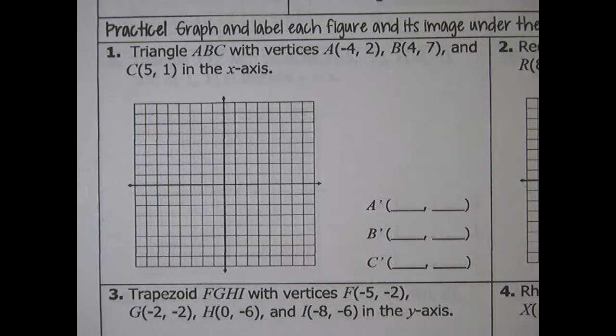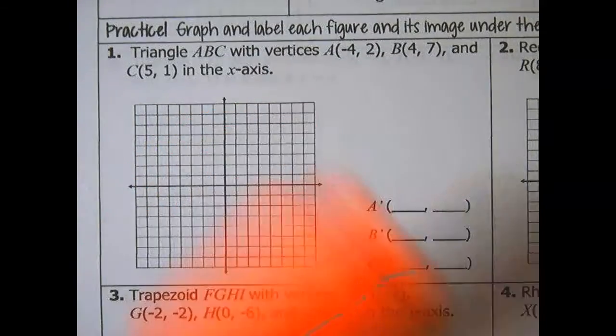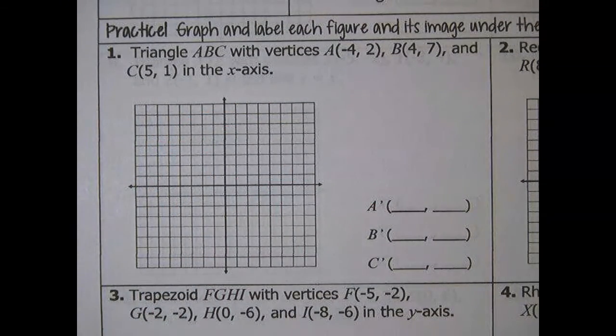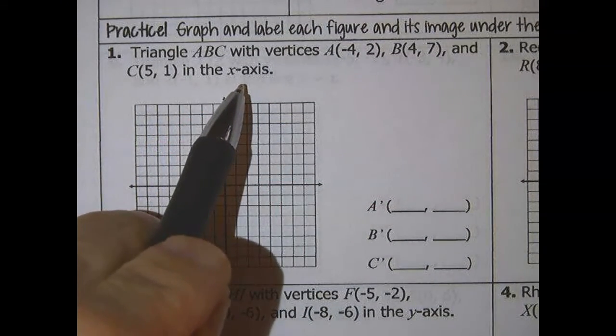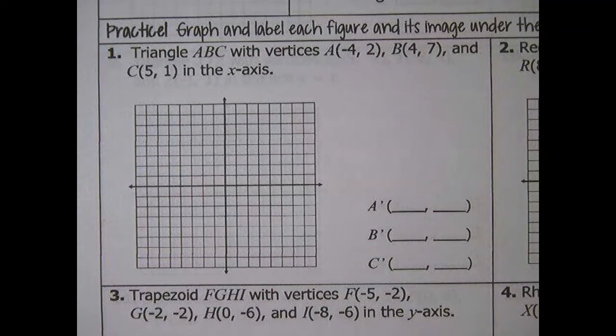We're going to start out by plotting those points. I'm going to have a highlighter handy, and I'm going to highlight whatever the line of reflection is. And this time I'm told it's the x-axis. So let's go ahead and plot those 3 points and highlight the x-axis.